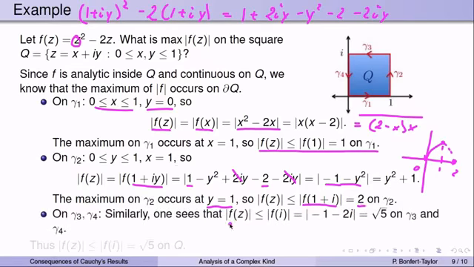There you observe that |f(z)| is bounded by |f(i)|. f(i) is equal to i², which is −1, minus 2i. The absolute value of i² − 2i is actually the square root of 5. And so on gamma 3 and gamma 4, f is bounded by the square root of 5. That's the largest of all the values we found in the boundaries, so this must be the maximum of f. So we see that |f(z)| is bounded by |f(i)|, which is the square root of 5, on all of Q.